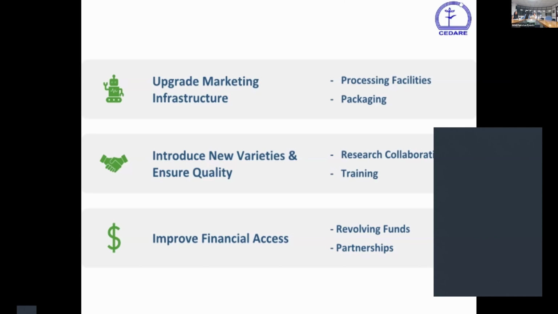Improve financial access. Provide revolving funds for CBOs and women-led initiatives. Partnerships: work with financial institutions to offer accessible financing for smallholder farmers.